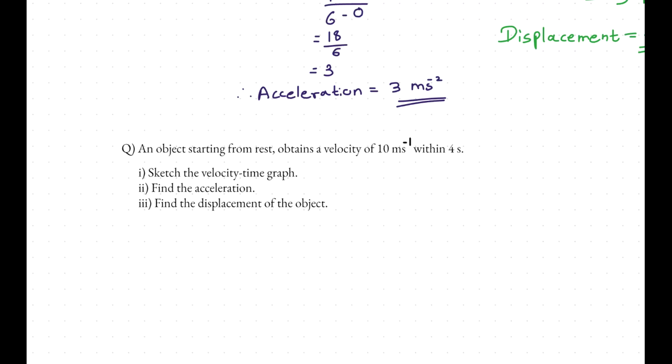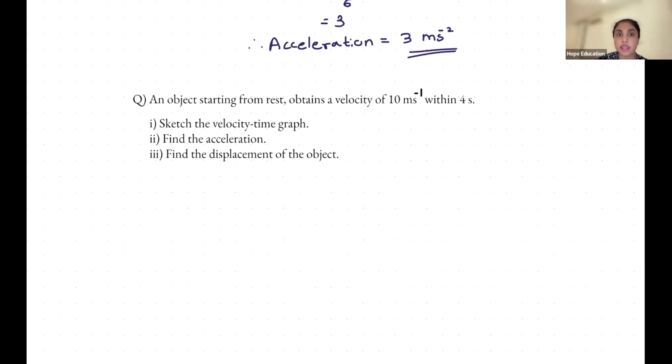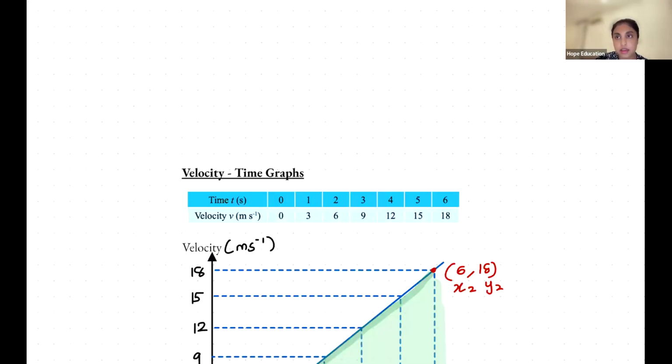Done? Yes. Okay. Now look at this question. An object starting from rest. If the object starts from rest, what is the initial velocity of the object? 0. So I don't have the full detail table. They have given only limited data. From that data, we have to draw the graph.